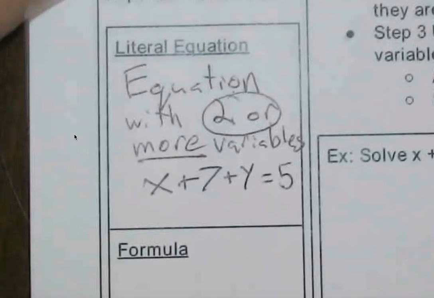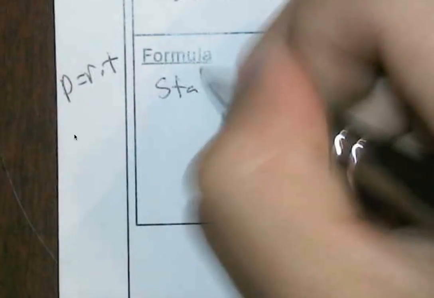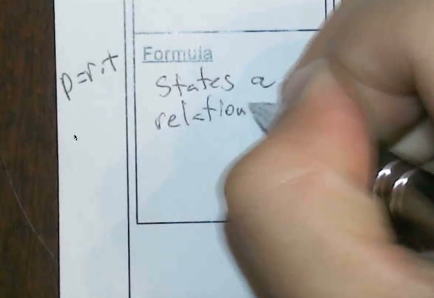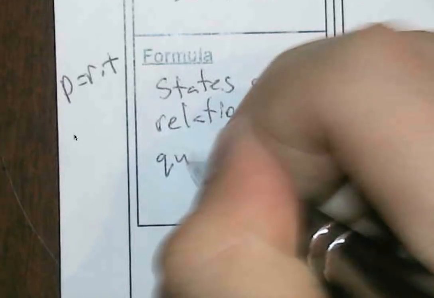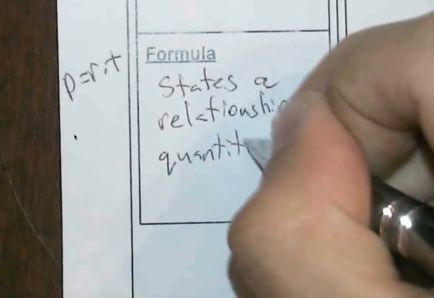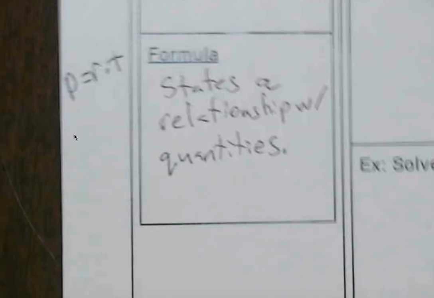That then leads us to a formula where, if you're taking physics, you've probably seen this quite a bit, potentially with distance equals rate times time. The idea here is that this is still an equation, but now it states a relationship with quantities or variables. So in physics, you might have seen distance equals rate times time. That's an example of a formula.